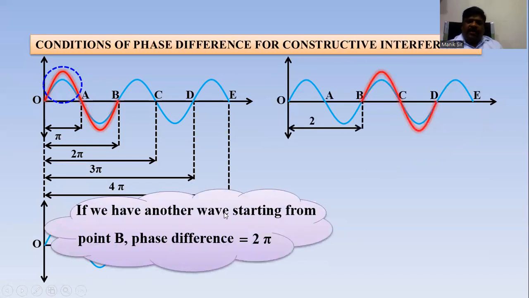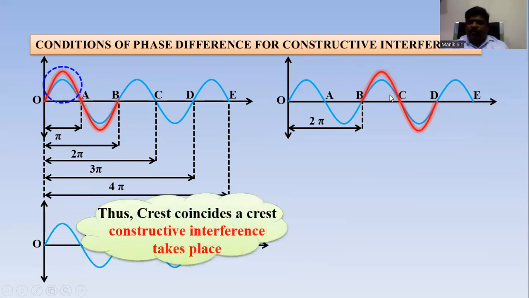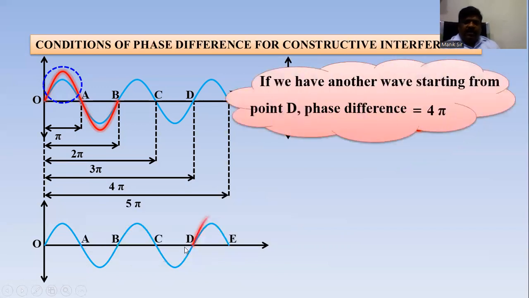Now if we have another wave starting from the point B, आता आपण दुसरी एक अजून एक वेव्ह घेतली ती पॉइंट बी पासून स्टार्ट होत आहे. मग आता त्यावेळेला तुम्हाला हे OB इतका जो फेज डिफरन्स आहे तो किती आहे, 2 पाय आहे. म्हणजे परत तुम्हाला काय मिळालेलं आहे इथं कन्स्ट्रक्टिव्ह इंटरफरन्स मिळालेला आहे, and crest coincide with the crest and trough coincides with the trough. So we get the constructive interference.